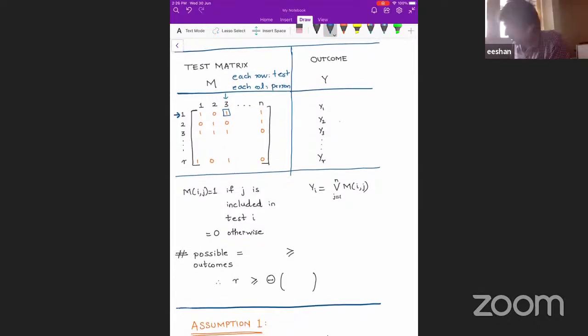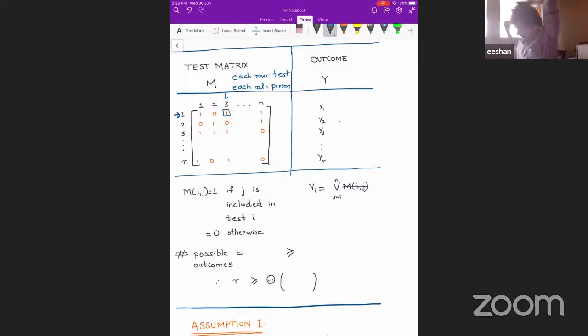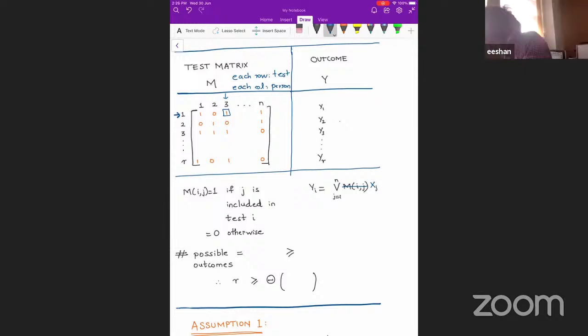Sorry. How should I write this? It should be like, you OR all the xj such that Mij is 1. Right? Maybe I messed it up a little bit, but I think it should be clear in English at least.